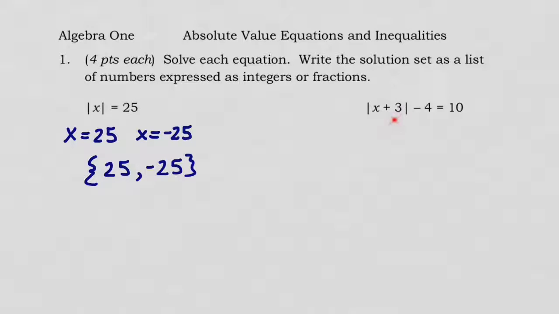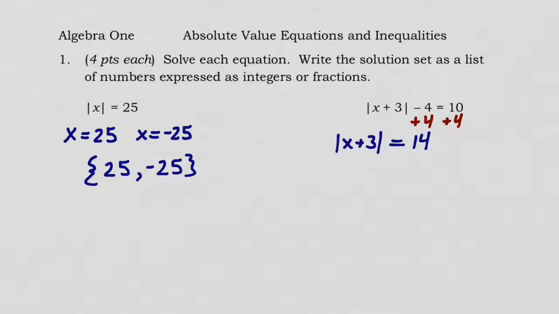In this second example, things are a little more complicated. We have an absolute value expression, the absolute value of x plus 3, but then also minus 4 on the same side of the equal sign. And we want to determine when that equals 10. So the very first thing we have to do is add 4 to both sides before we deal with the absolute value sign. Now we have the absolute value of x plus 3 equals 14.